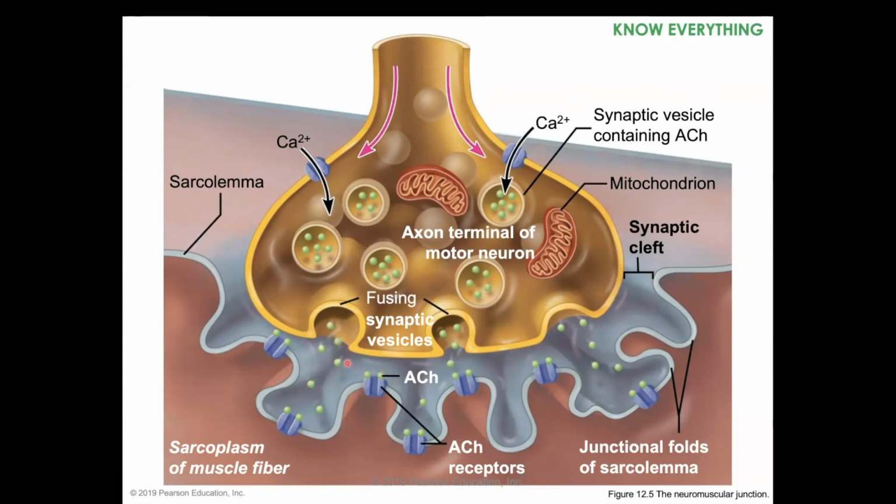Acetylcholine, which are the little green dots here, will bind to an acetylcholine receptor embedded into the sarcolemma of the muscle fiber. When acetylcholine receptors recognize the presence of acetylcholine, an electrical charge is generated across the sarcolemma, causing a depolarization, which will then lead to muscle contraction.